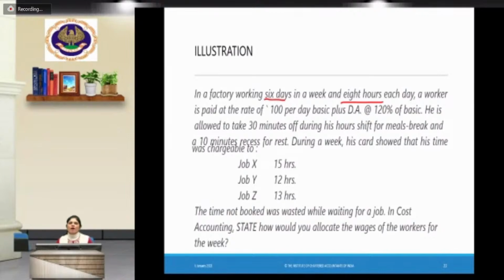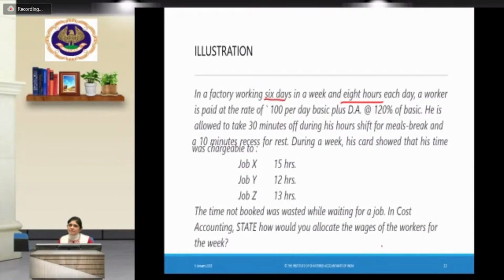So what you have to calculate here is, number one, the total effective hours. That means first of all the total hours, then the normal idle time, and then the abnormal idle time. So again, the total hours, the normal idle time, and the abnormal idle time. This is the first segment you have to calculate. Then we have to calculate the cost. So the second step would be to calculate the cost.